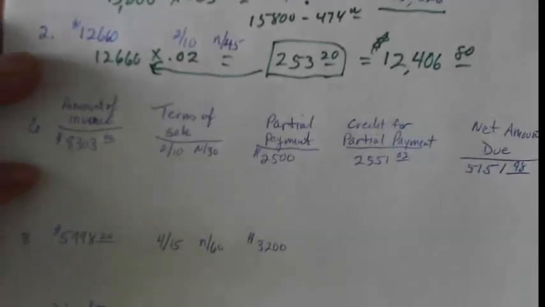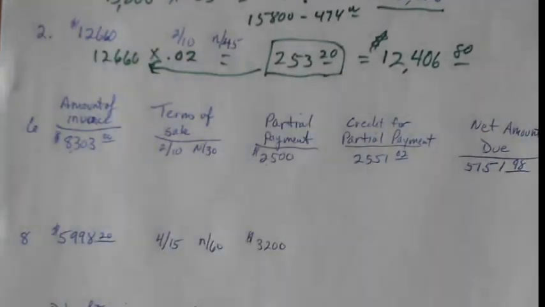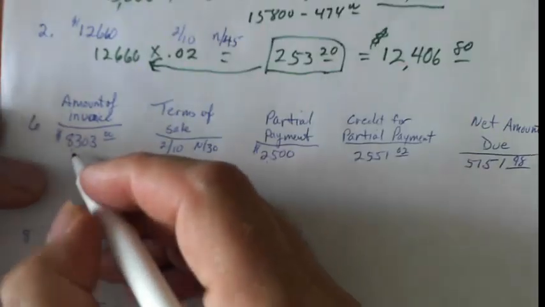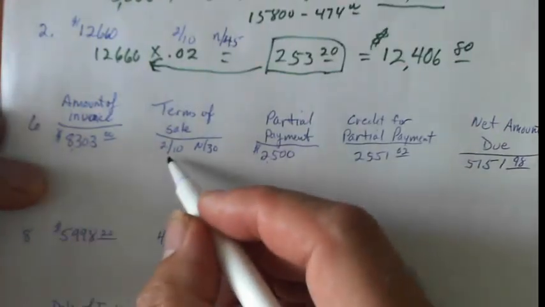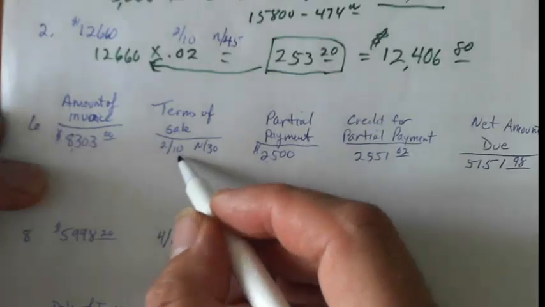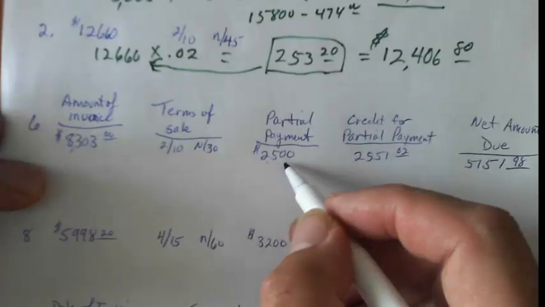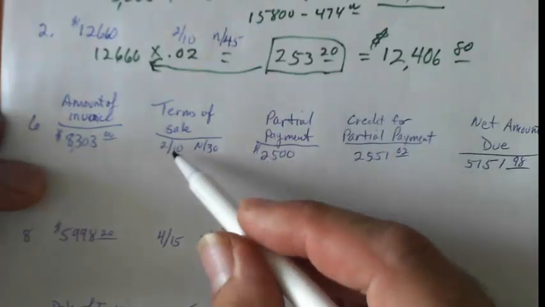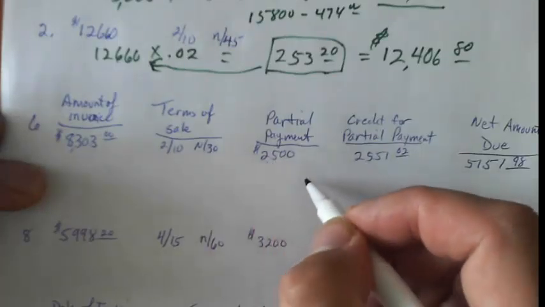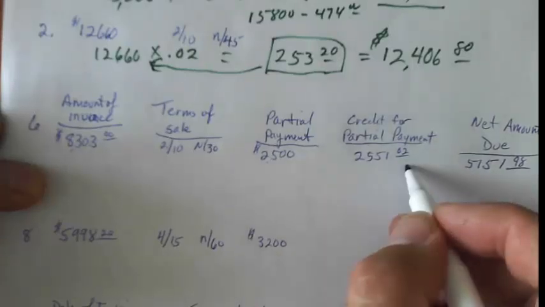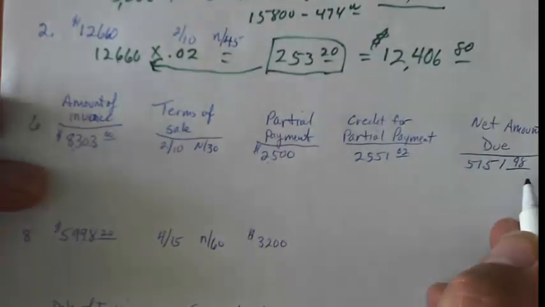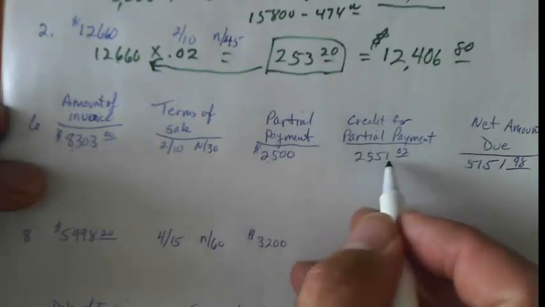Okay, let's look at what happens when we're doing problems with a partial payment and a discount. The amount of the invoice is $8,303. Terms of the sale are 2% discount in 10 days, remainder due in 30. A partial payment of $2,500 is given within that first 10 days. They gave a credit for the partial payment and then the amount due.